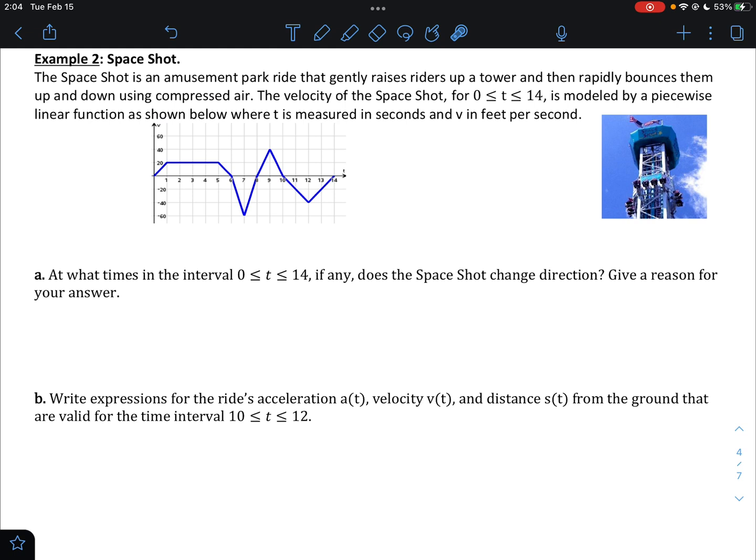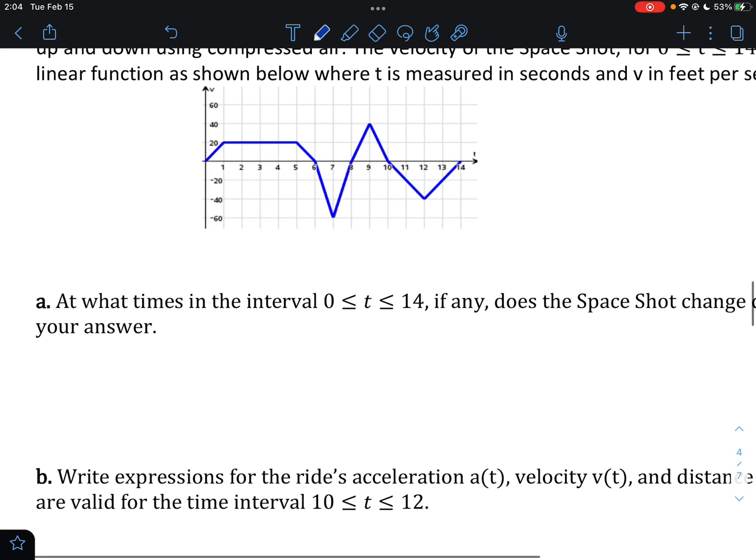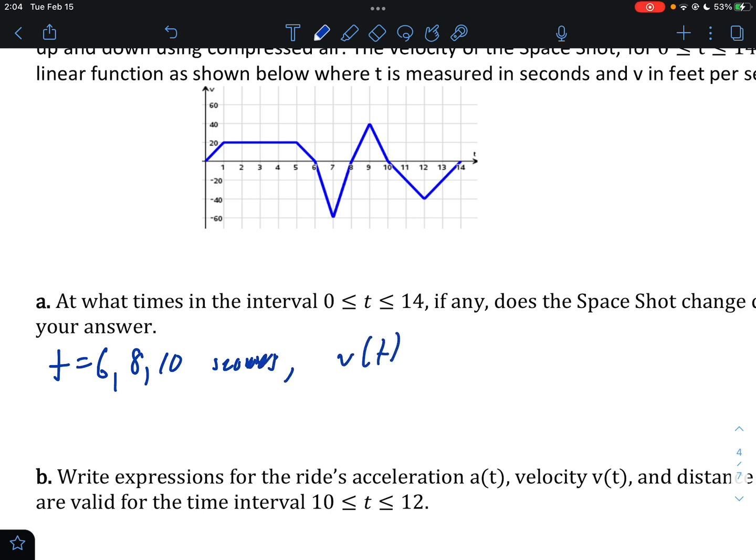At what times on the interval does the space shot change direction? Give reasons for your answer. So again, we're just talking about when does the velocity change signs. That happens at t equals 6, 8, and 10 seconds. And why? Because v of t changes signs at those times.